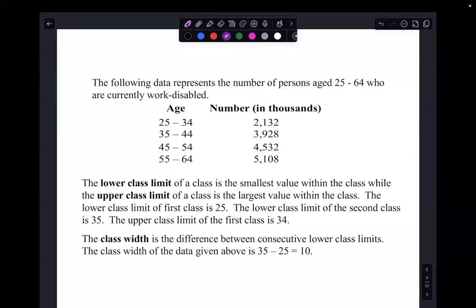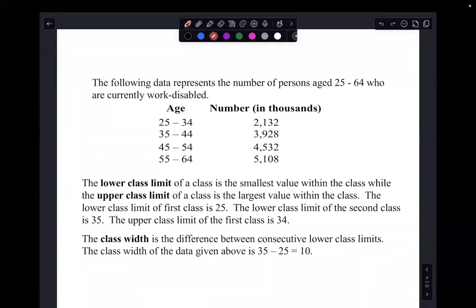So here I have ages from 25 to 64, and this is how many of them, in thousands, are work disabled based on our poll. So the lower class limit. This number right here in each of my bins or classes is called the lower class limit. It is the smallest number in the class. I know, it's a real stretch there. The upper class limit is the largest number in the class. So that's the highest value that's in that bin.